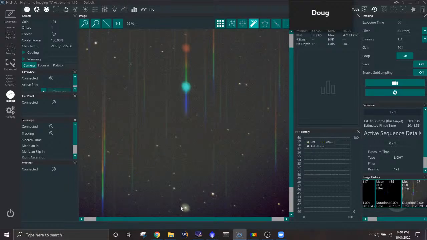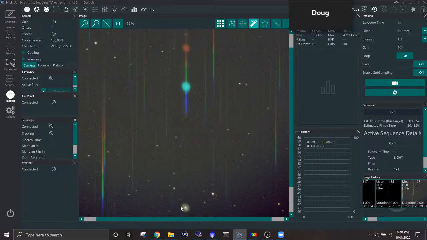Is there anything else in the chat? Let's see. There was a comment from Fred. There was a spectra superimposed, I guess, talking about the Ring Nebula. Yeah, that's the central star. The central star, yeah. Okay.